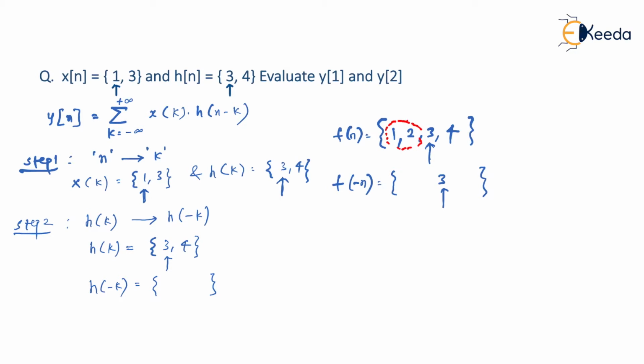All these left elements get shifted here, and all right hand side elements get shifted here. In that case, I can write f of minus n as, so on right hand side of 3 it was 4, so 4 comes here, and rest of the elements get shifted here. Is that right? So this is how this time reversal takes place when it comes to a discrete time convolution.